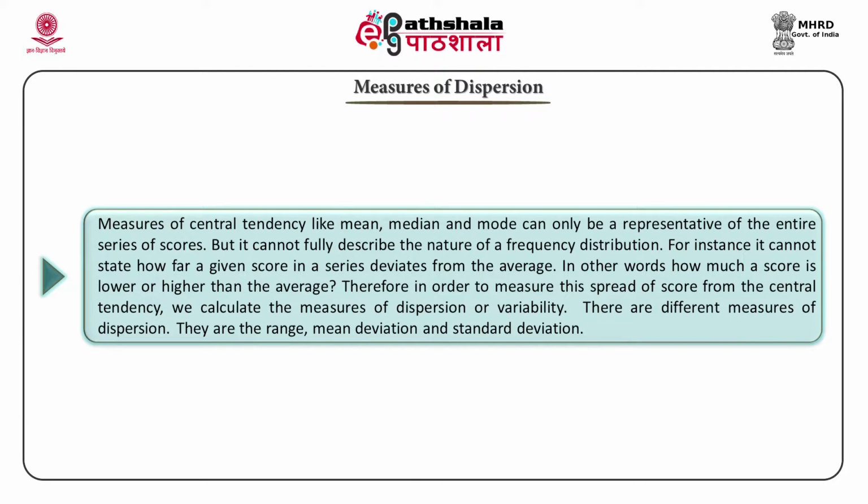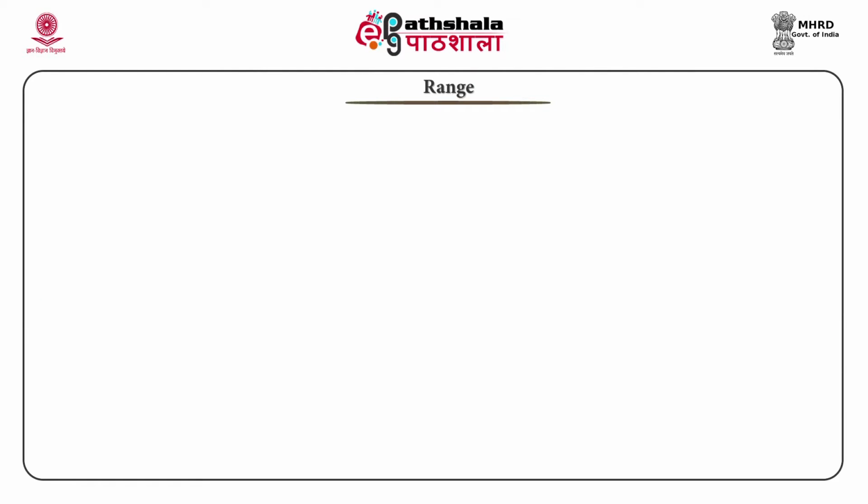Therefore, in order to measure the spread of scores from the central tendency, we calculate the measures of dispersion or variability. There are different measures of dispersion, as there are measures of central tendency. They are the range, mean deviation and standard deviation, to name a few. First, we come to range.